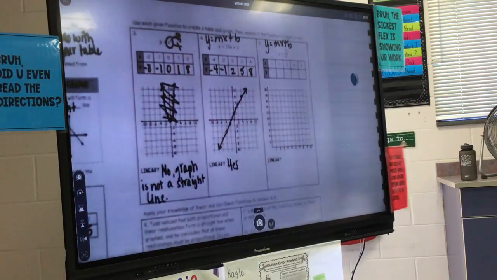Someone other than Nevaeh and Ben. Why looking at this equation? Why looking at y equals 12 divided by x do we know that this is not a linear function?